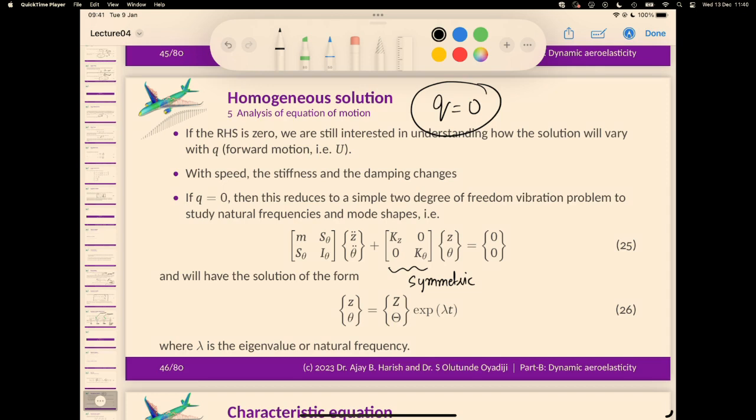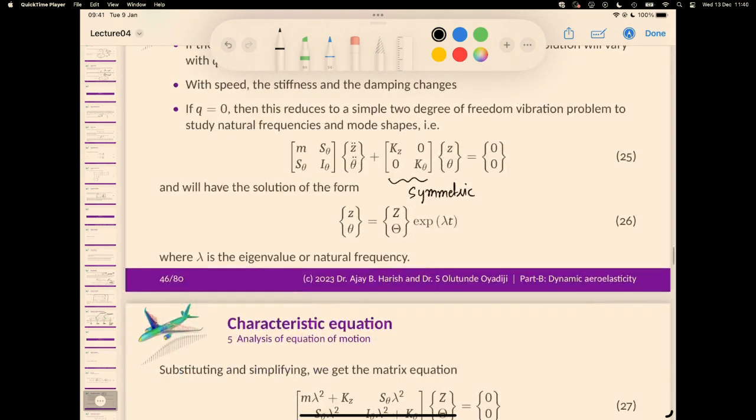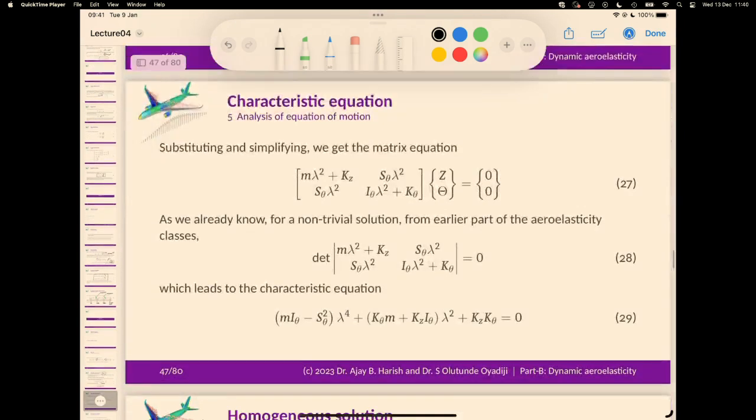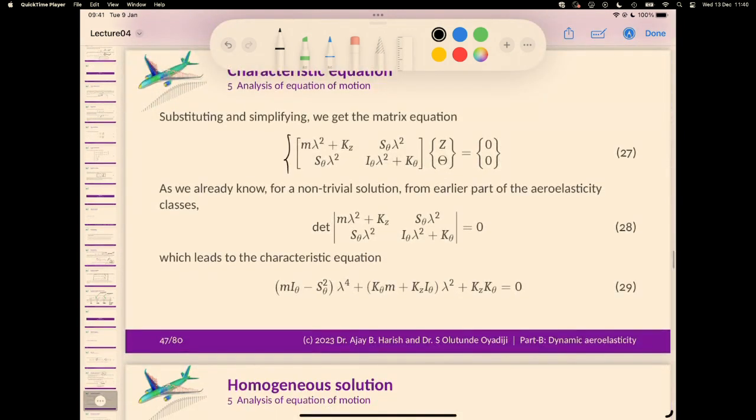Then we will try to see what would happen if Q is non-zero. How would that affect the overall aerodynamic and the vibrational behavior? As we know, as we have done several times, we assume that our solutions are of a particular form: Z into Z is equal to Z into exponent of lambda t, same for theta. So we are just going to use the same thing and substitute everything back. We get some kind of a matrix equation.